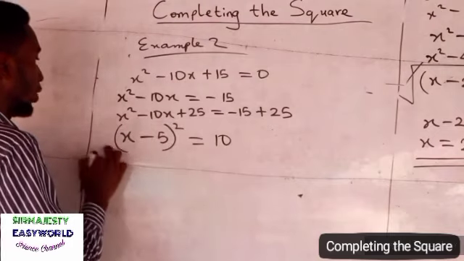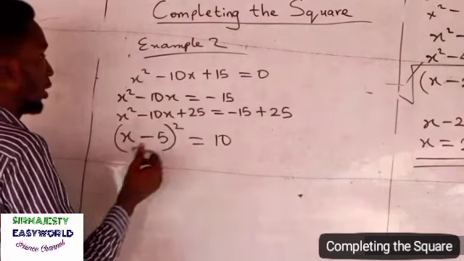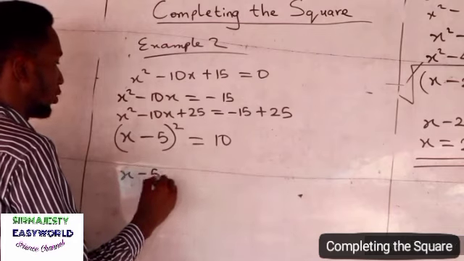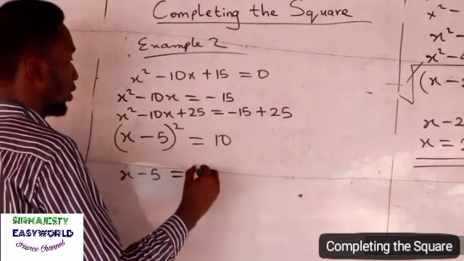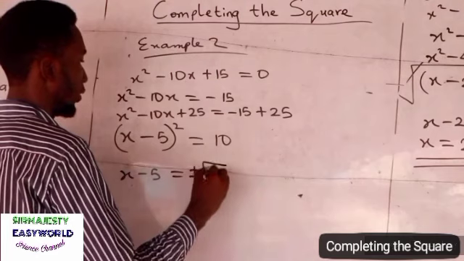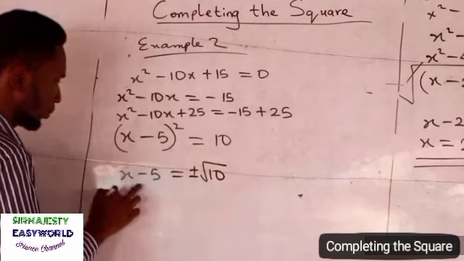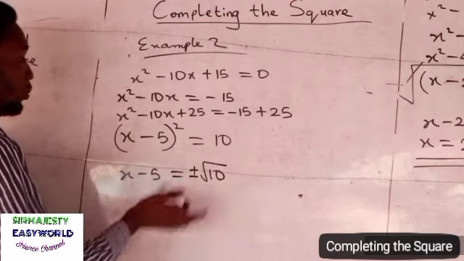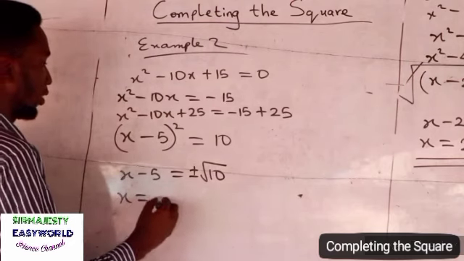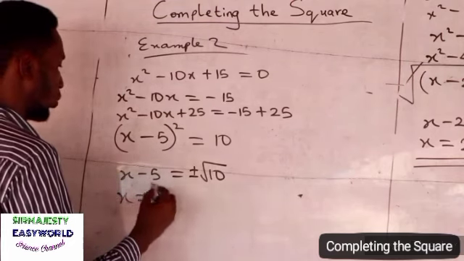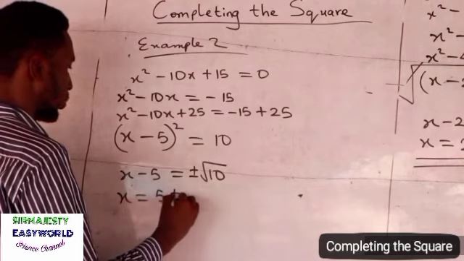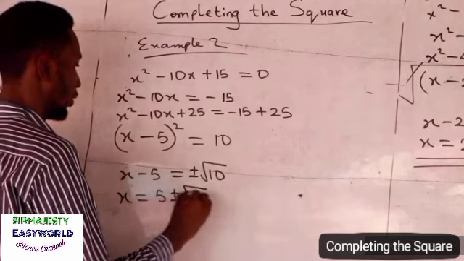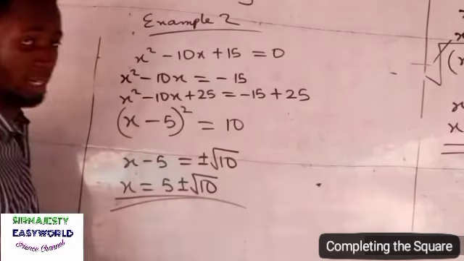When we take the square root of this side, the square and the square root cancel, so that we have only x minus 5. And we take the square root of this side to have plus or minus square root of 10. Now, as you can see, we have already finished solving. We simply move this 5 to the other side to get our final answer. So x is equal to 5 plus or minus square root of 10. And that is the value of our x.